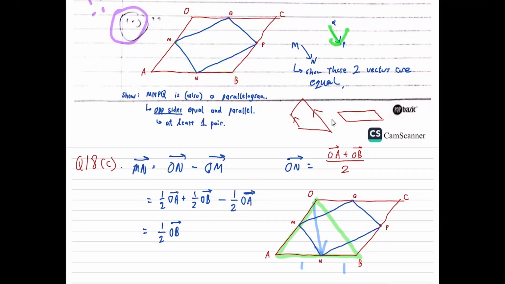Now we need to find our vector QP. Vector QP, you need to show that it's also equal to half OB. How? Here's what we can do. Again, you do the same trick, N minus that. So it's, let me see, did I get the diagram right? NPQ. This is just OP minus OQ, right?